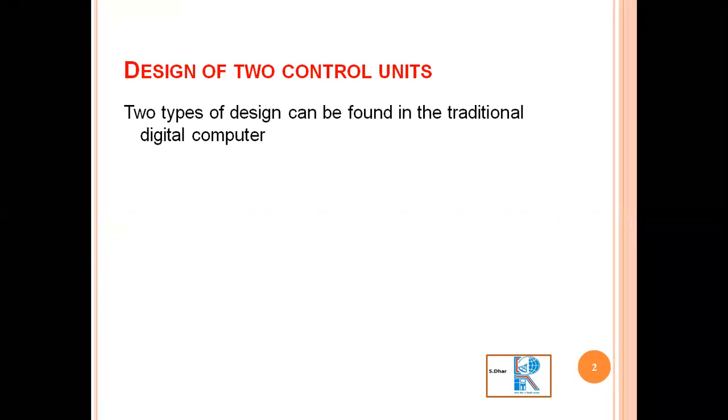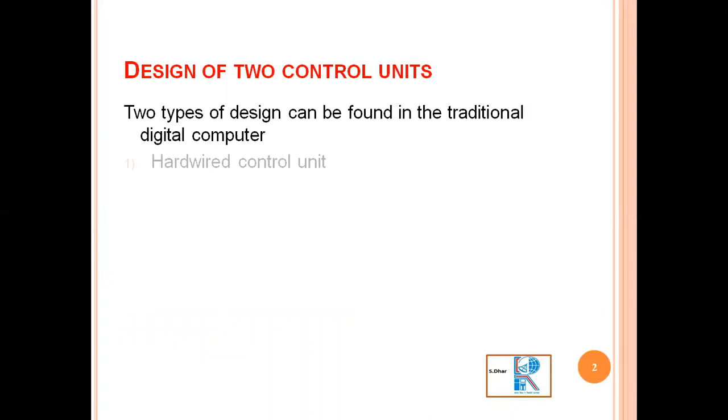For designing the control units, there are two types of designing in a digital computer. One is called the hardware control unit. Another is called the microprogram control unit. Both are very important. From the name, you can easily understand that in the hardware control unit, no programming is used, and in the microprogram control unit, a set of programs is used for designing the control units. Today we will learn the hardware control unit. That means today we will learn how to design control units using hardware.